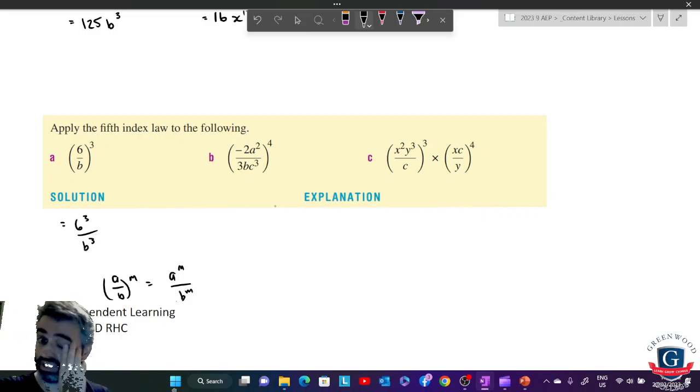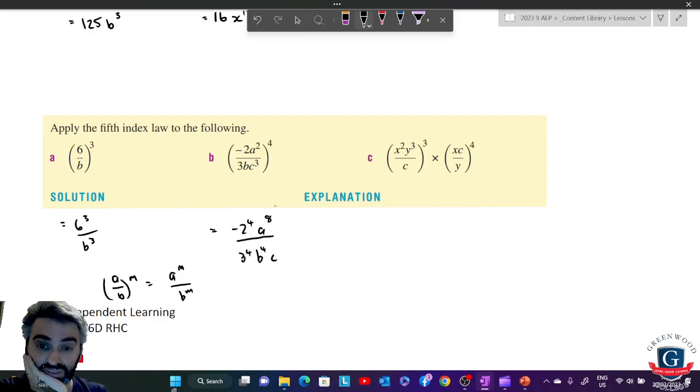Again, in this case, we have to be careful of what the 4 applies to. We have to make sure it applies to everything inside the bracket. So negative 2 to the power of 4, a to the power of 8, 3 to the power of 4, b to the power of 4, c to the power of 12. And there's no real simplification there. 2 to the 4 is 16. 16 on 3 to the power of 4: 3, 9, 27, 81. No, that's not going to simplify.